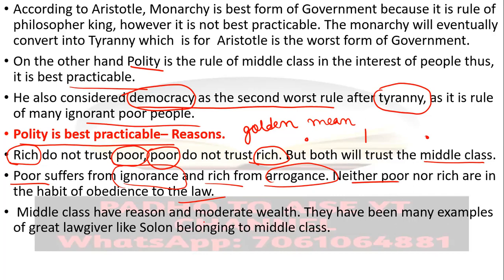Aristotle also talks about some examples, like Solon. Solon was a very famous lawgiver in ancient Greece, and he belonged to the middle class. Therefore, the middle class also have the ability to make good laws. They deliberate, they discuss things among each other, and they come up with a very good law which is in the interest of all. And this has been proved by Solon, a lawgiver in ancient Greece, as said by Aristotle. So therefore, due to these three, four reasons, Aristotle believed that polity is the best practicable, because polity is the rule of the middle class.